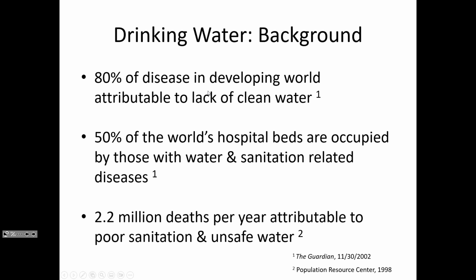If you look over the world, it's been estimated that about half of the world's hospital beds are occupied by people who are currently sick from sanitation and water-related diseases. And we've already talked about the fact that more than 2 million people a year die due to poor sanitation and unsafe water. So worldwide, it's a real problem. And there are organizations that are making big steps forward in trying to provide clean water to remote communities and people who don't have a lot of money.